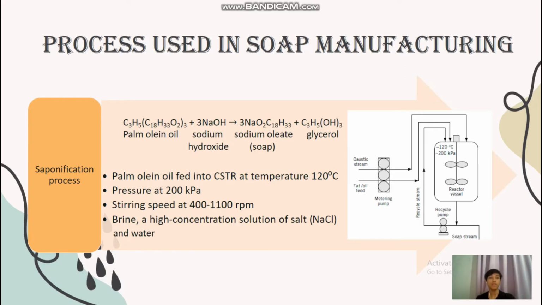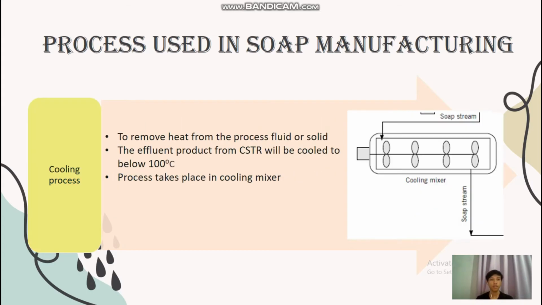The palm olein oil will be fed into the continuous stirred tank reactor or CSTR at a temperature of 120 degrees Celsius and pressure of 200 kilopascal, as well as a stirring speed of 400 to 1100 rpm, together with sodium hydroxide solution to produce glycerol and soaps. The purpose of the mixer is to increase the reaction rate to optimize the yield of soaps. The effluent products, which are soap, glycerol, and lye, will leave the CSTR through the bottom stream. The circulation system ensures a residual level of soap in the autoclave to improve contact between oil and water phases and provides additional mixing.